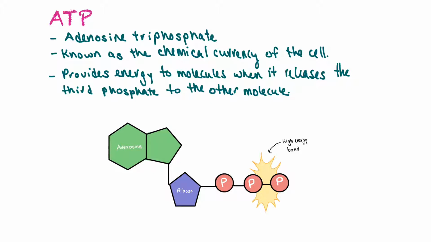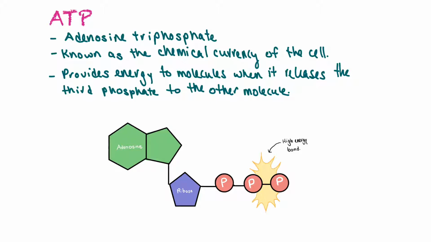So in our economy, we use money to purchase things. So to buy or sell things, we use money as our currency. In the cell, anything that needs to be bought, so anything that requires energy, anything that has to happen, you have to spend energy. And you have to spend the energy in the form of ATP. So ATP is a very important molecule that we'll be spending tons of time talking about.